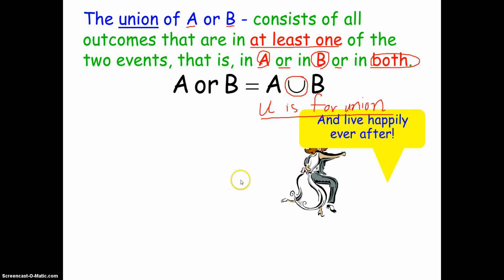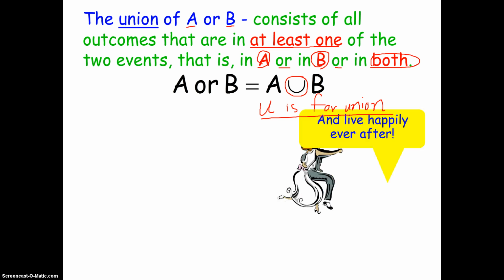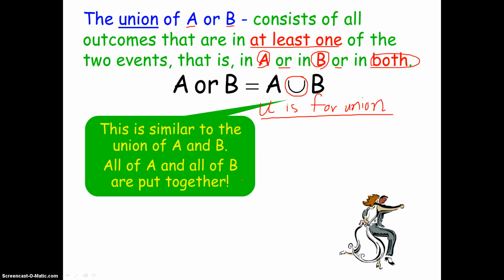And here's a crummy example. I don't like it. You can look at it real quick. But basically, all the events in A and all the events in B are being put together. So you can have one, the other, or both. U is for union. Remember that.